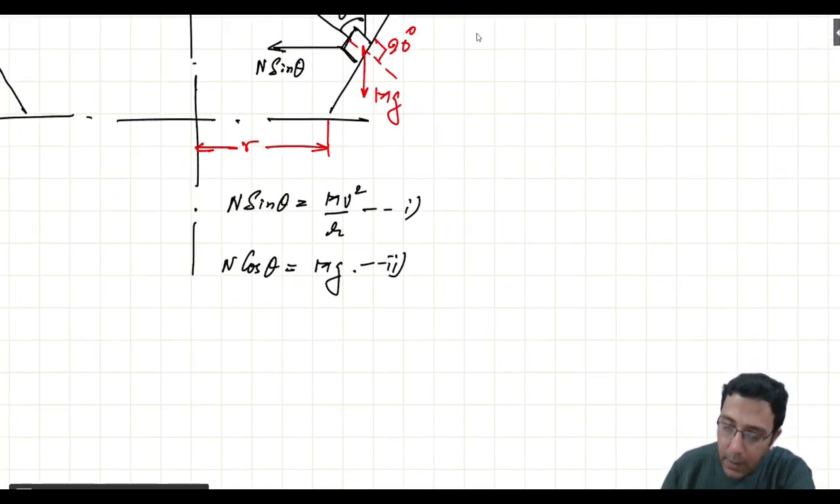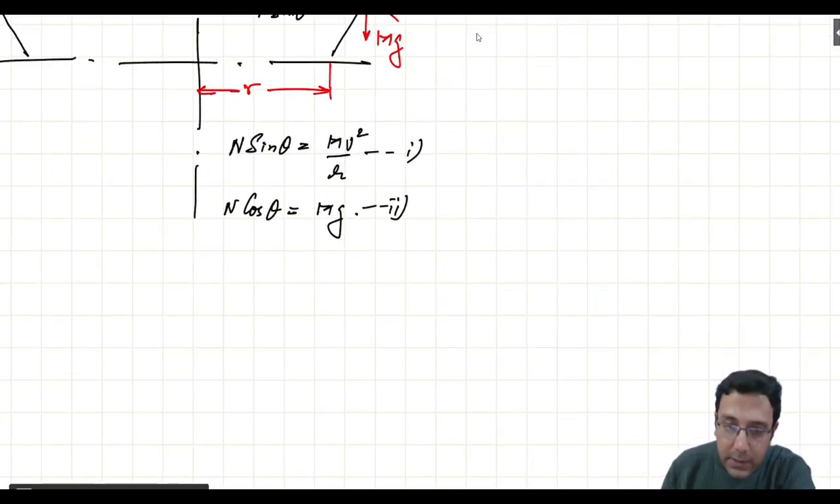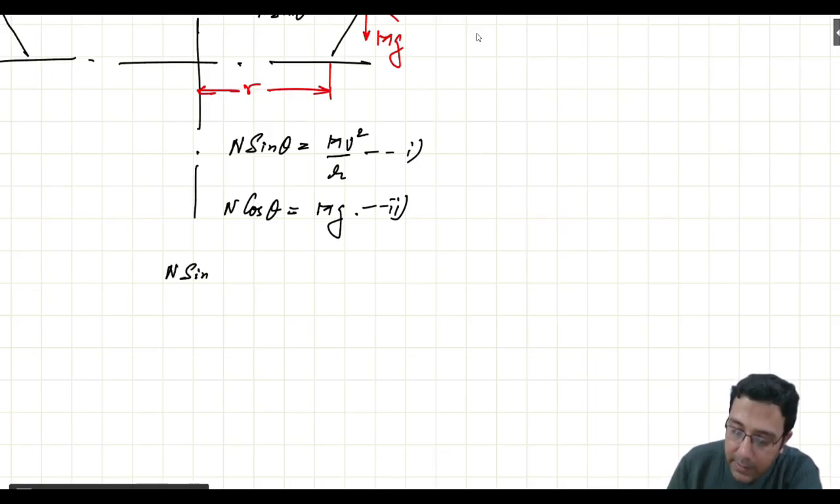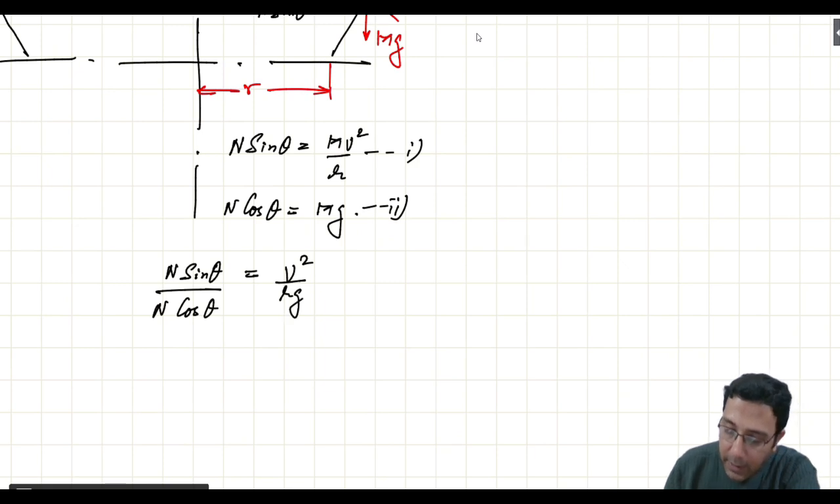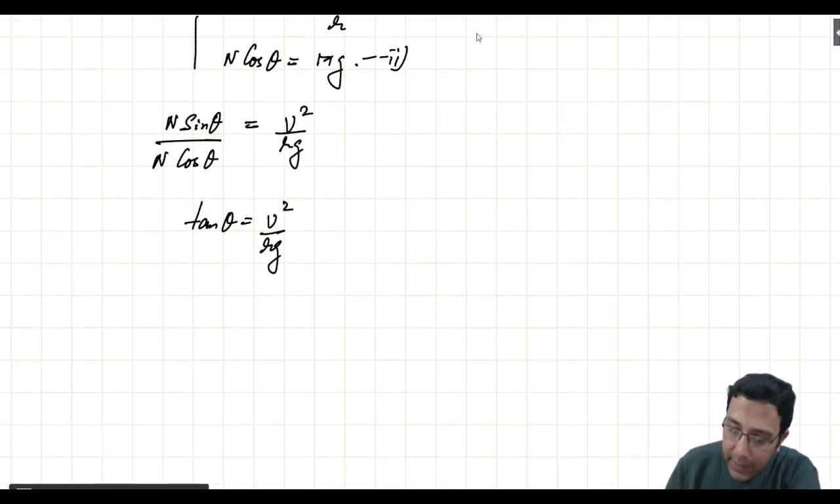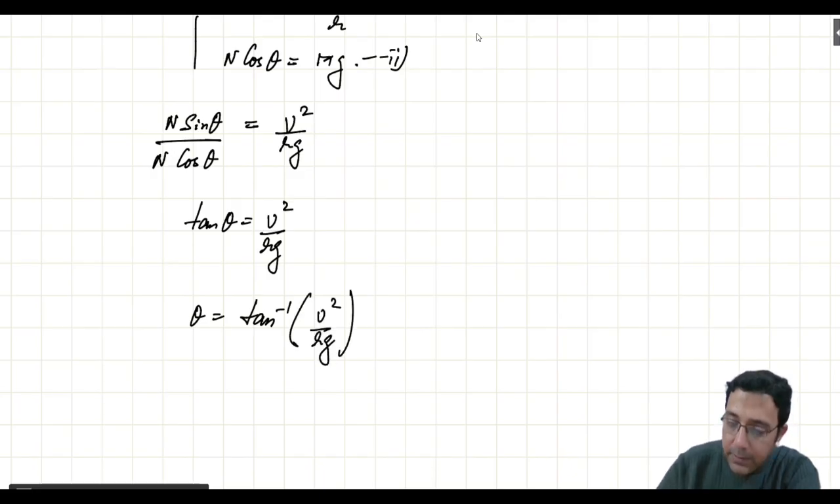Now if you divide equation 1 by equation 2, n sin theta by n cos theta comes to be v square by rg, so tan theta equals v square by rg, from where we can write that theta equals tan inverse of v square by rg. So this is also an important finding.